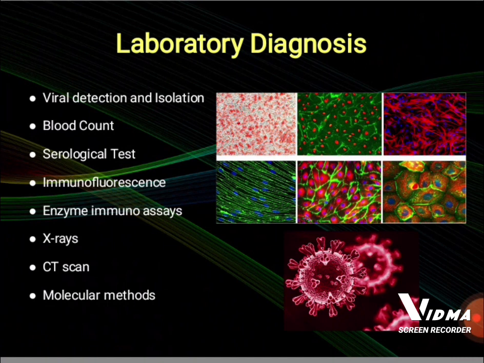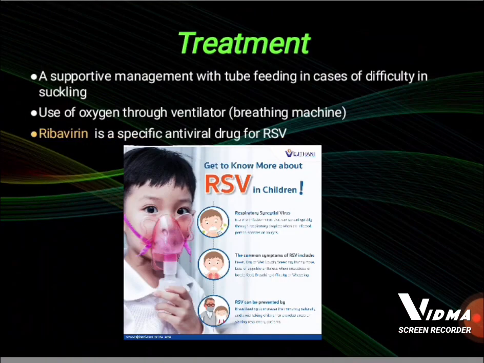How do we identify RSV in laboratory diagnosis? Viral detection and isolation, blood count, serological test, immunofluorescence, enzyme immunoassays, X-rays, CT scan and molecular methods. Treatment is supportive management: tube feeding because of the baby's difficulty in sucking, and use of oxygen through a ventilator. The specific antiviral drug for RSV is ribavirin.